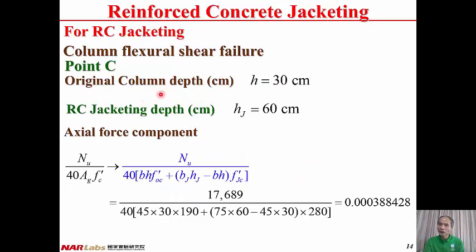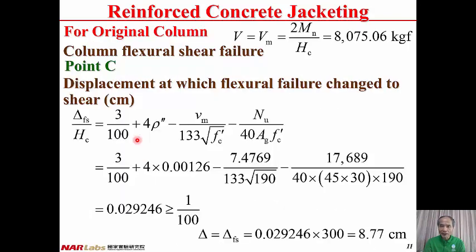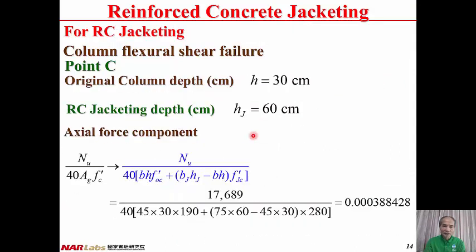And the depth of the original column equal to 30 centimeters, and the depth of the reinforced concrete jacket HJ equal to 60 centimeters. And for this term, NU divided by something, it becomes something like that. And this is the term contributed by the original column. This is the part contributed by the jacket. And the final result is 0.0003 and something.